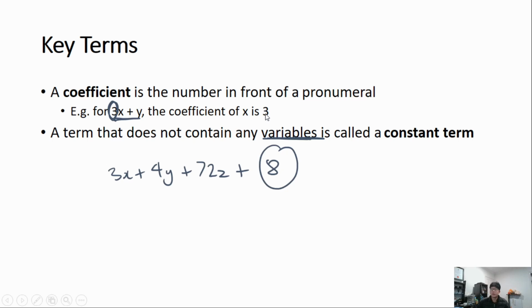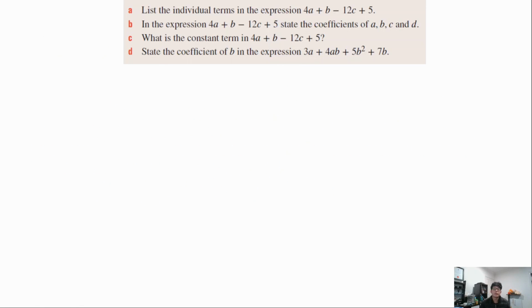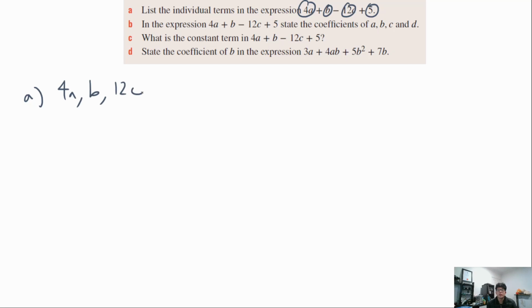Alright, now that we've gone through the key ideas and the key terms, let's move on to an example question. So this first one says list the individual terms in the expression 4a plus b minus 12c plus 5. So the individual terms in this expression are just each one of these. So your answer for this would just be 4a, b, 12c, and 5. I'll just fix up that a there.